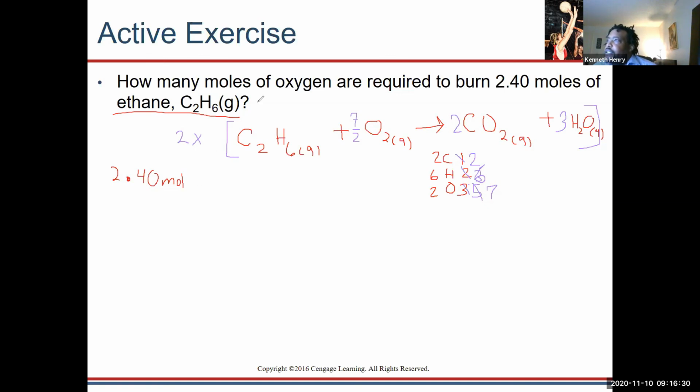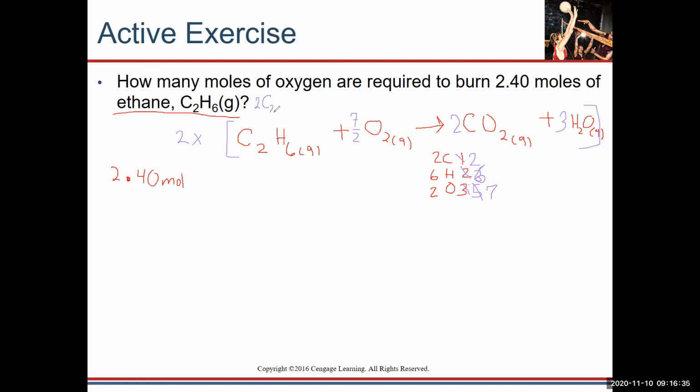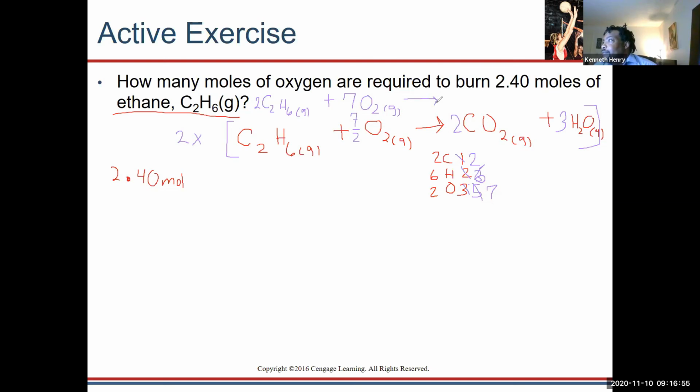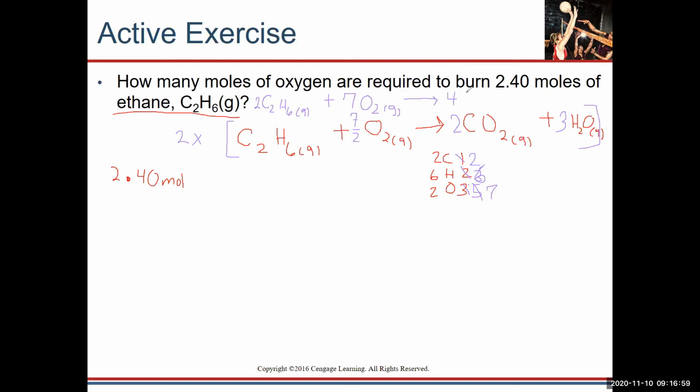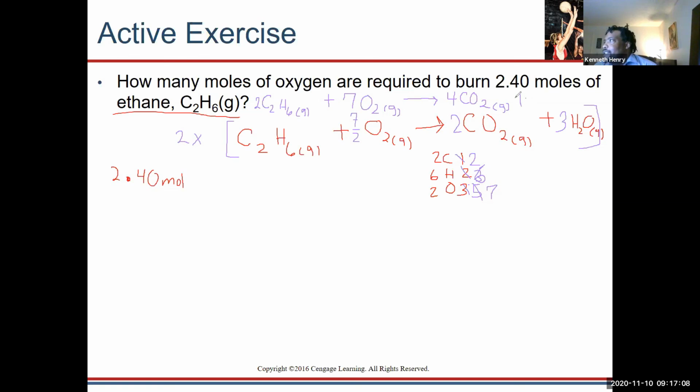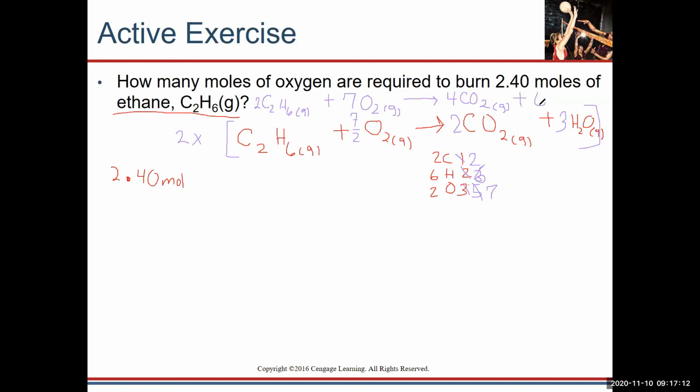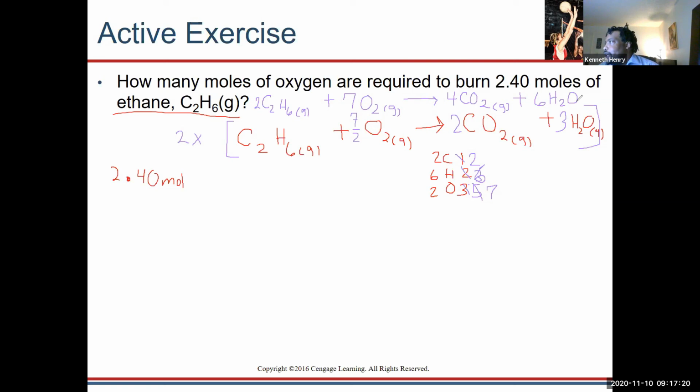And I get, let's see, 2C2H6 plus 7O2 gas plus 4CO2 gas plus 6H2O. Okay. Piece of cake, and we know that's a gas too. Okay, so now that we got a balanced equation, we can start working our problem, right? Our given.